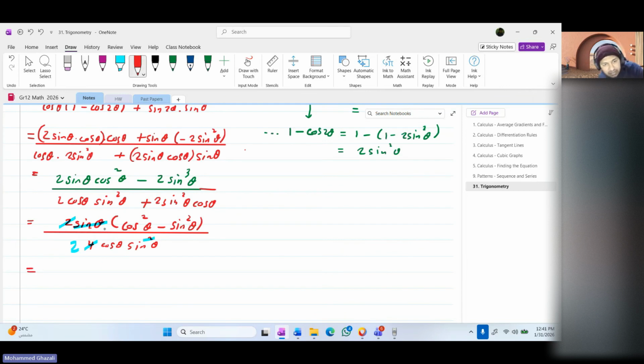Oh, okay, I see where we're going with this. What is cosine squared minus sine squared? That is already a cos double angle. So what is the double angle? What is the angle? Not theta. Cosine squared minus sine squared is cos double angle. And we got 2 sine theta cos theta at the bottom, which is sine double angle.